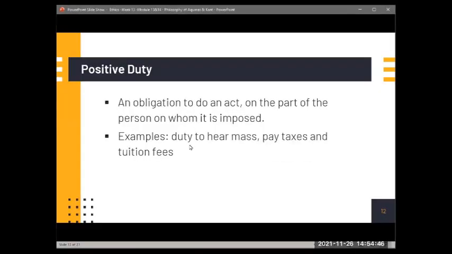Now, the second type of duty is called the positive duty. Now, this refers to an obligation to do an act on the part of the person on whom it is imposed. Examples, duty to hear mass, pay taxes, and tuition fees.